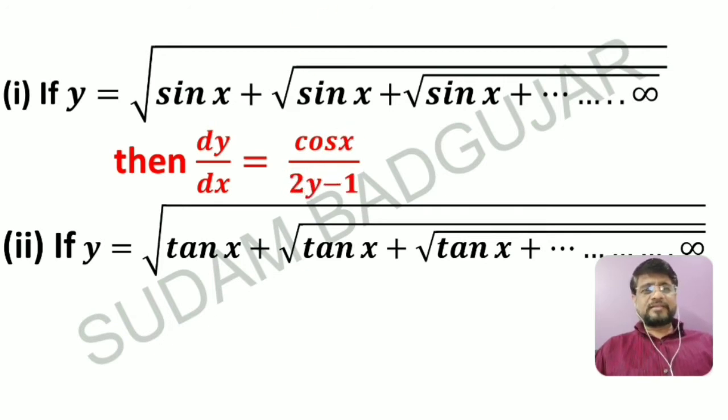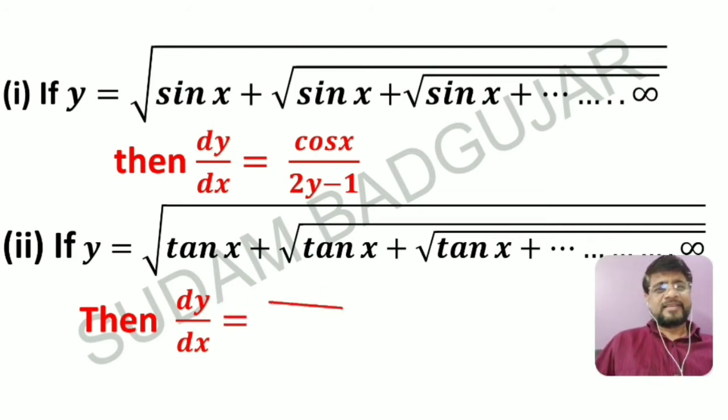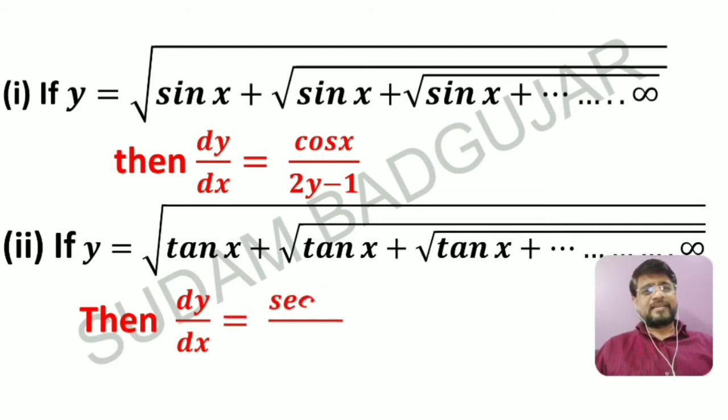And the derivative of the second function, y is equal to under root of tan x plus under root of tan x plus under root of tan x up to infinity, means an infinite series is here. So its derivative is sec square x upon 2y minus 1. That's it. Yes, it is very simple.